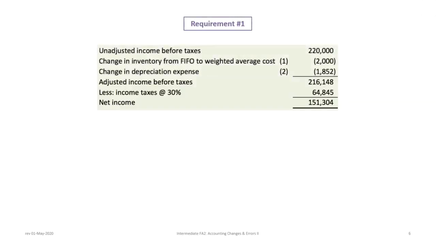What we have now, after our opening, unadjusted income before taxes, right? A deduction of $2,000 for the change in inventory from FIFO to weighted average cost. A deduction in the change in depreciation expense of $1,852 means our adjusted income before taxes is $216,148. We must deduct income taxes at 30%, so we take off $64,845, and that gives us net income of $151,304, and that will end up in the statement of retained earnings just in a little bit.